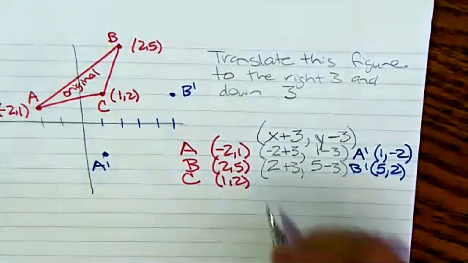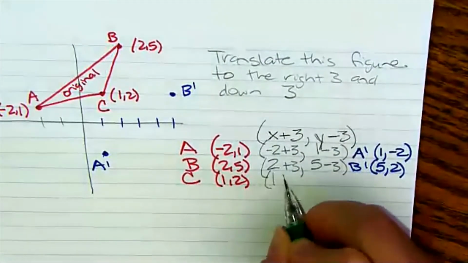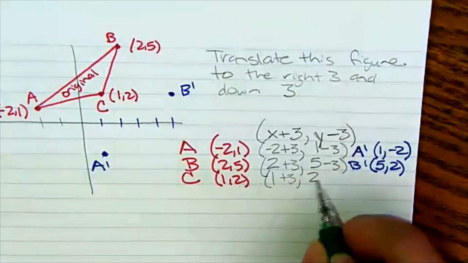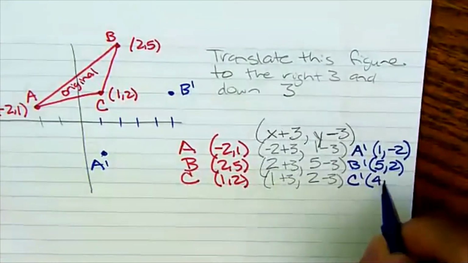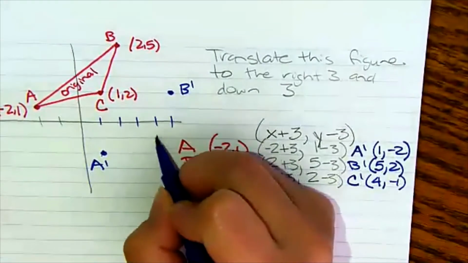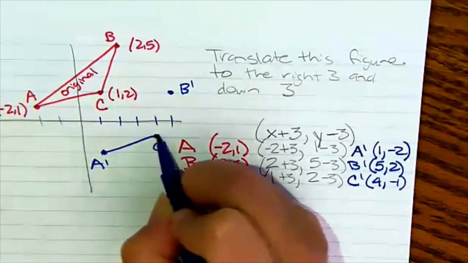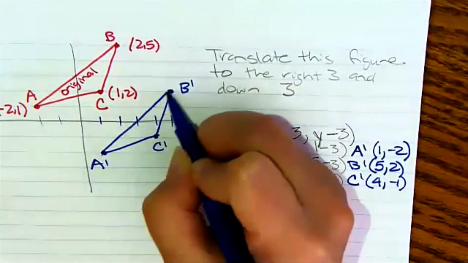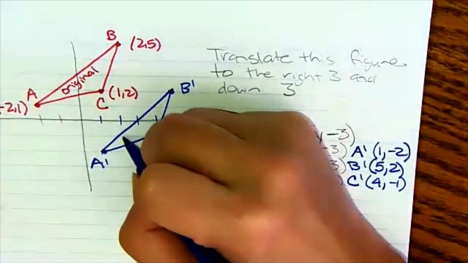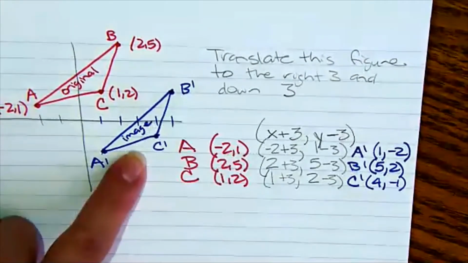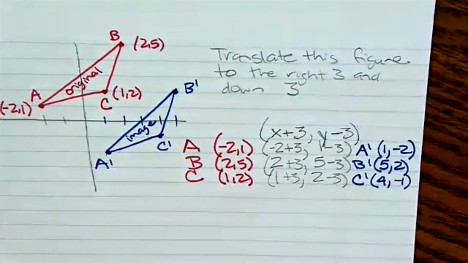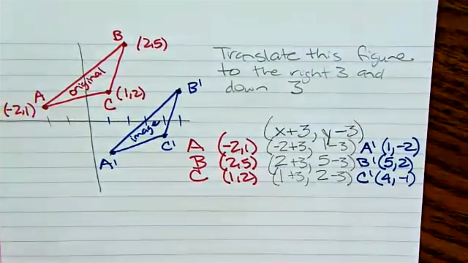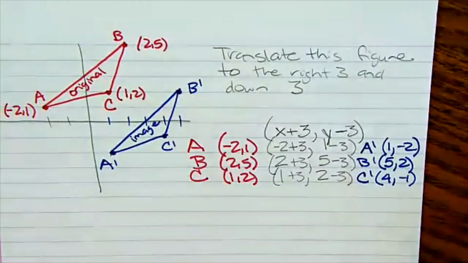Now let's figure out our last point. I'm going to substitute x plus 3 and y minus 3, and this will give me C prime: 4, -1, C prime. Then I can connect my points. And look at that. I have an image that is congruent to the original. It's the same size and same shape. And it has the same orientation. It is going the same direction.